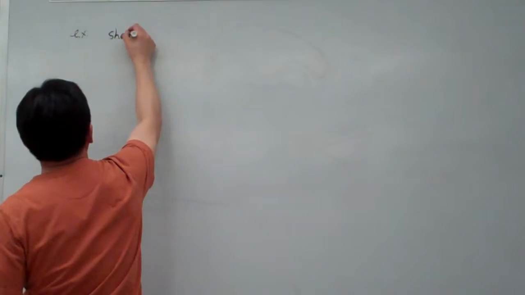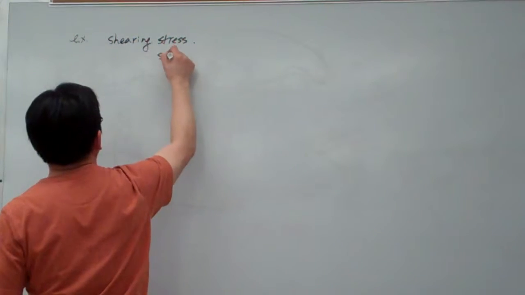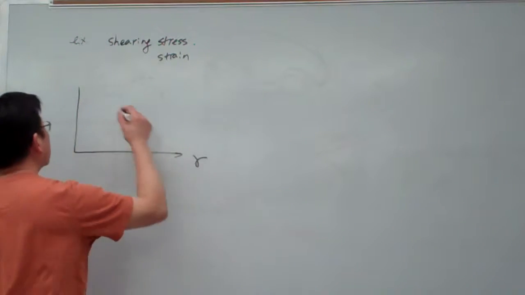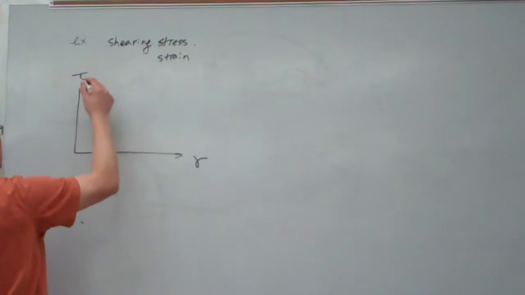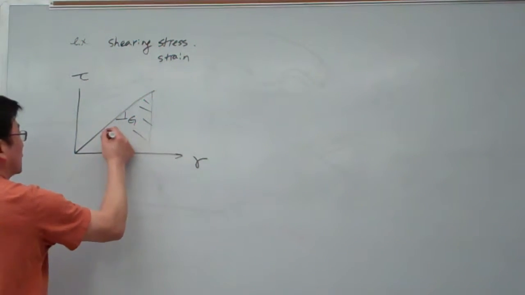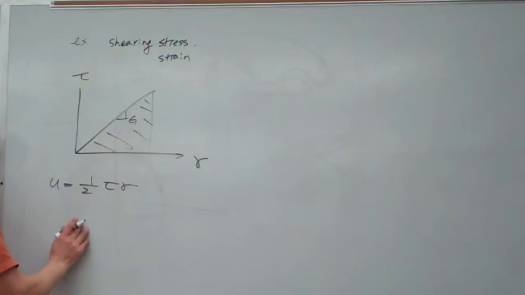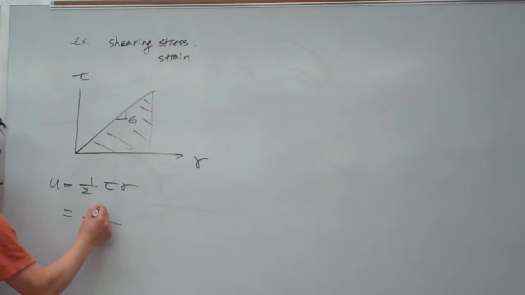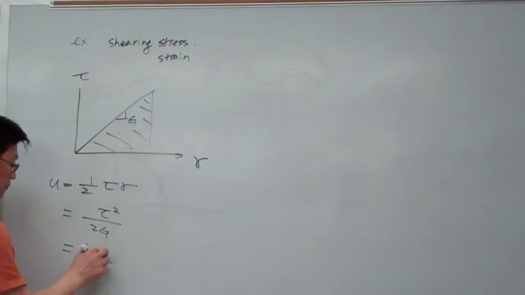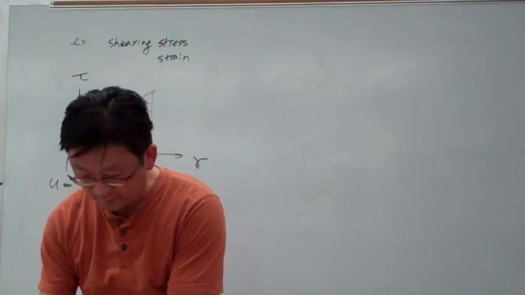Example for the shearing stress and for the shearing strain, and we have similar expressions. This is gamma, this is tau. So the same thing, we have G. So the strain energy density for the shearing basically equals gamma times tau. Either way. Okay, so this turned out to be very straightforward.